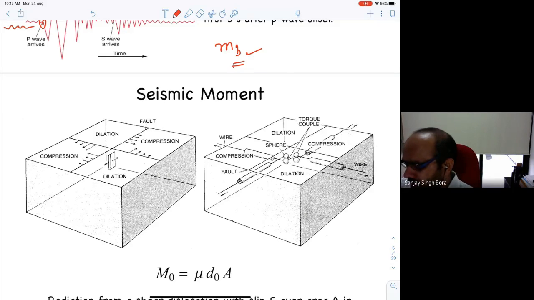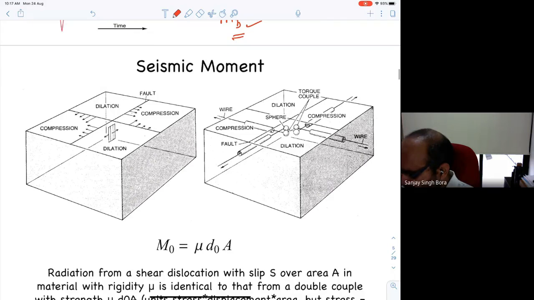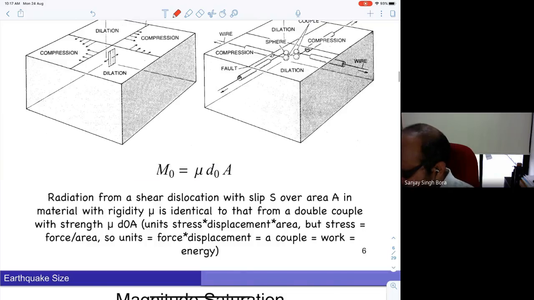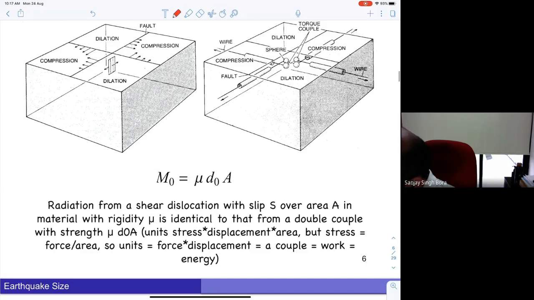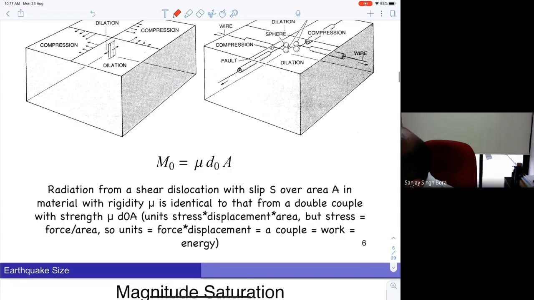Then another magnitude scale was moment magnitude. As the name suggests, it is related with moment. Before going to that, whenever a fault breaks, as we discussed in the last class also, whenever you have a rupturing, you have it sort of like this.